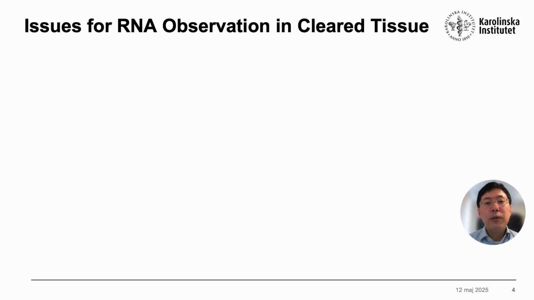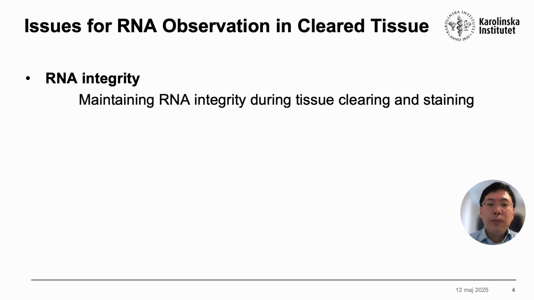When performing 3D RNA imaging in cleared tissue, we face several key challenges. The first one is maintaining RNA integrity. RNA is fragile and can be easily degraded due to factors such as RNase contamination, high temperatures, or alkaline conditions. So it's absolutely critical to keep RNA intact throughout both the clearing and staining steps.